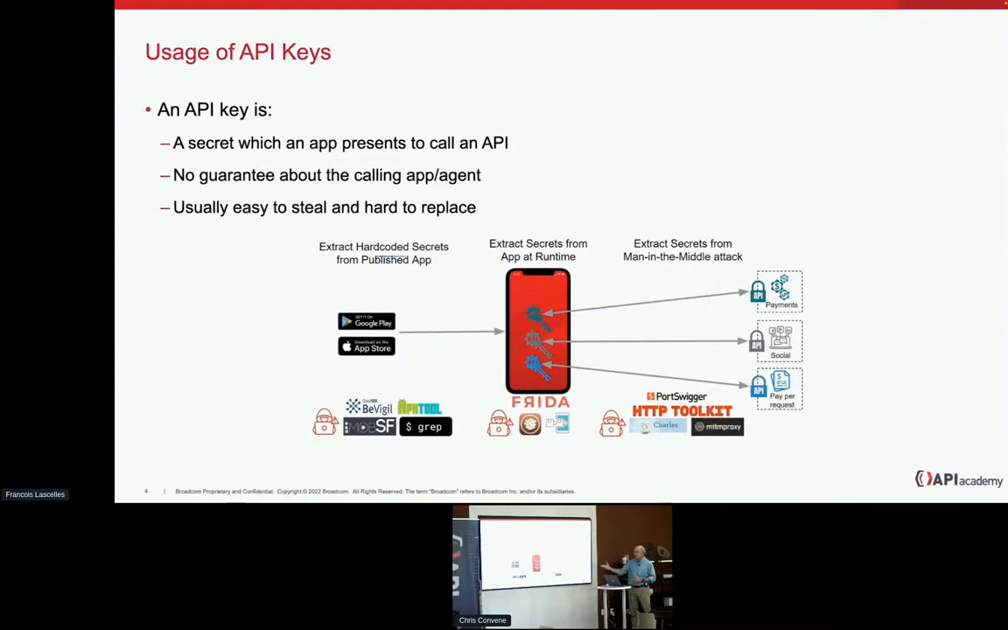Then you can also, even though you are likely protecting your channel with TLS, there are ways to exploit and break that trust model and get in and man in the middle and extract all sorts of stuff and see every API call that's being made.